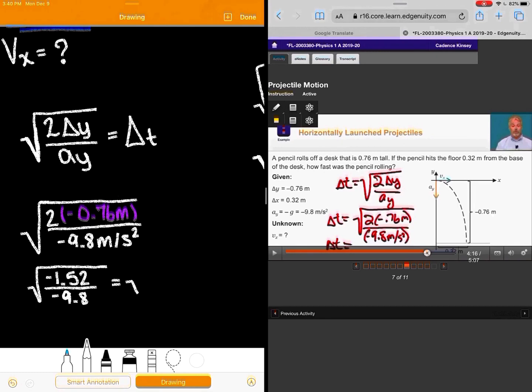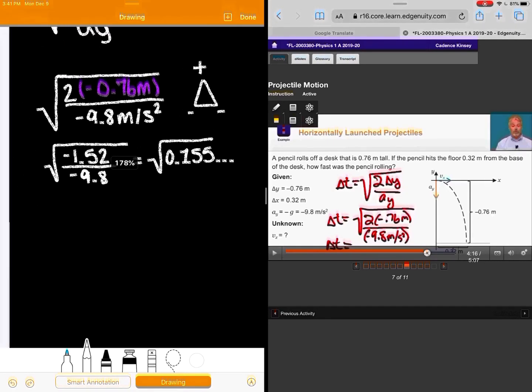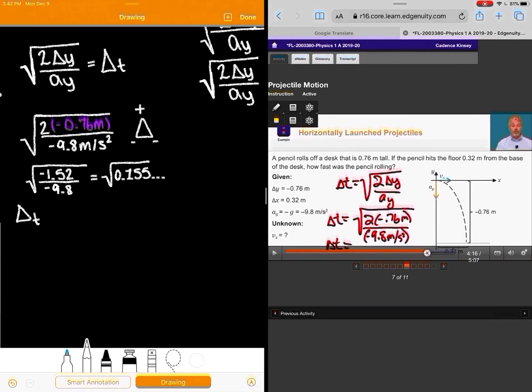Negative 1.52 divided by negative 9.8 is equivalent to about 0.155. We know that the quotient is positive because a negative times a negative equals a positive. And that can be demonstrated by this triangle diagram being drawn here. It just lets you know that a positive times a negative will result in a negative, and a negative times a negative will give you a positive. Now we can take the square root of 0.155 and get delta t. Delta t is equivalent to our time, which is 0.394 or just 0.39 seconds.